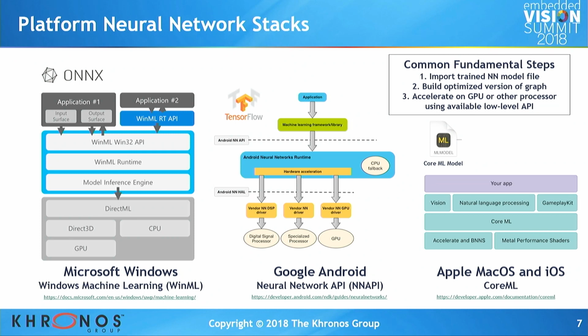And I've picked the 3 platform vendors that are now developing inferencing stacks for their platforms. There's Microsoft that has Windows Machine Learning, or WinML. There's Google that for Android has the Neural Network API, NNAPI, and Apple for macOS and iOS has CoreML. The same fundamental steps are happening each time. You're importing a trained neural network model. Microsoft is using ONNX. Google primarily uses TensorFlow, and Apple has their own proprietary format called CoreML. They optimize it, and then they accelerate it using a GPU API or some other API.